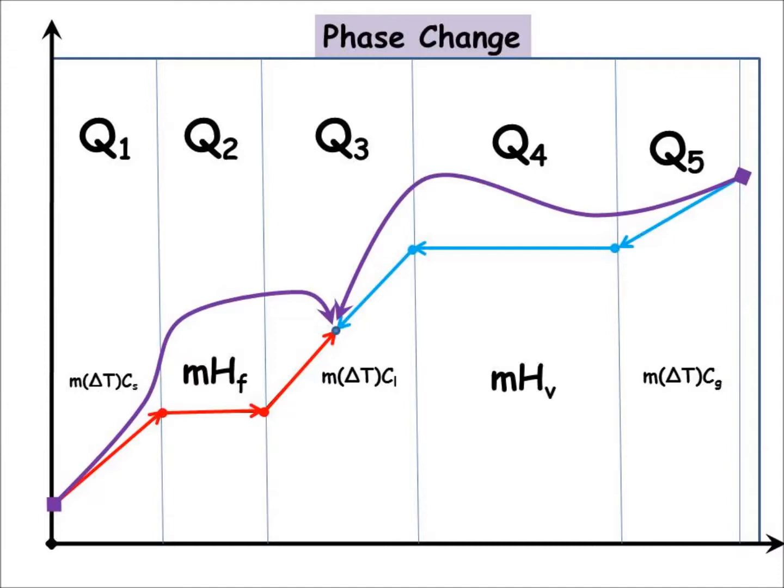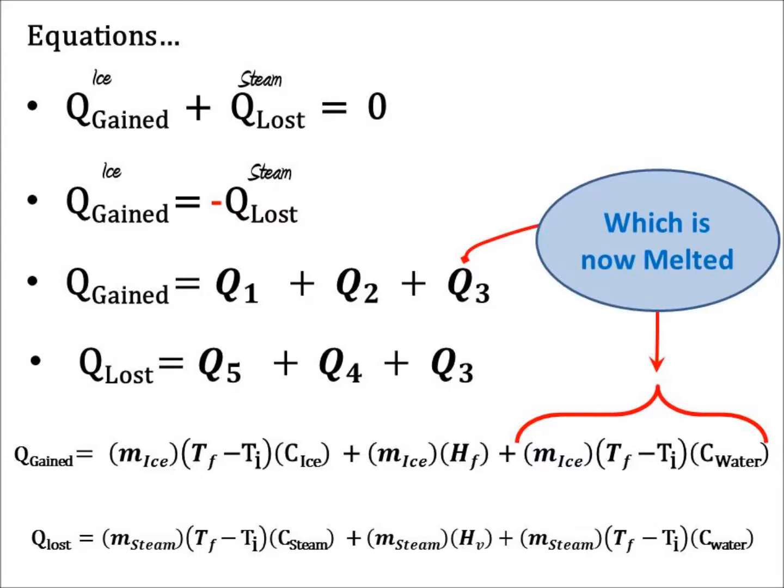Now, the heat gained by the ice plus the heat lost by the steam will equal zero. The equation is: heat gained by the ice equals the additive inverse of the heat lost. The heat gained will be Q1, Q2, Q3. Heat lost will be Q5, Q4, Q3. And then each heat lost or gained is given by each term for heat gained and heat lost here. Notice that for Q3, the ice is now melted for that particular transition.